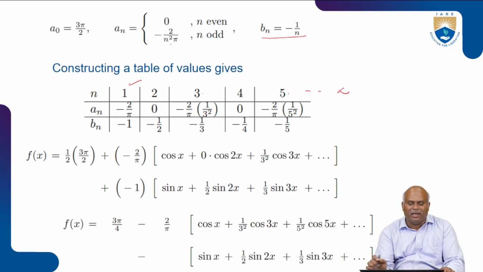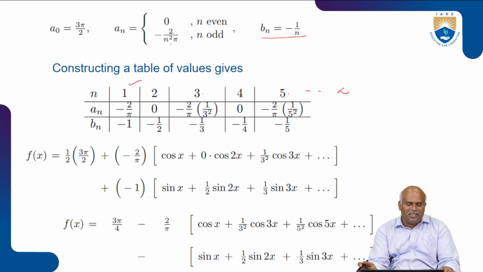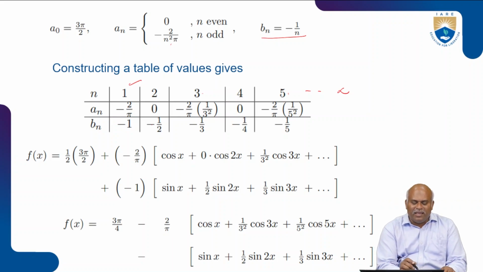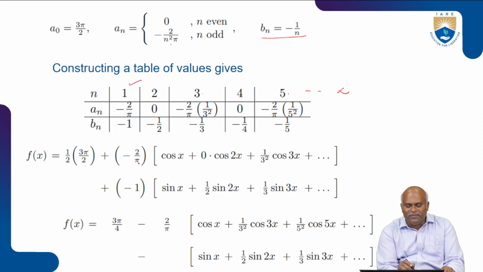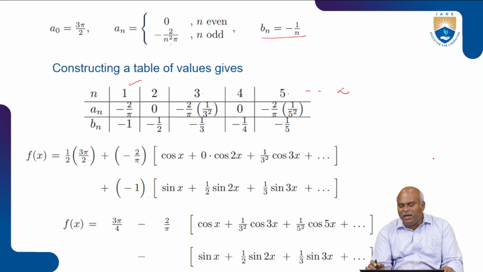Now we can substitute the values into our trigonometric Fourier series. So a0 by 2 is 3 pi by 4, plus minus 2 by pi times cos of x plus 0 cos of 2x plus 1 by 3 square cos of 3x, up to infinity. We substitute the coefficients. Then for the sine terms, we take out the minus 1: sin x plus 1 by 2 sin 2x plus 1 by 3 sin 3x up to infinity. Finally, I conclude this equation.